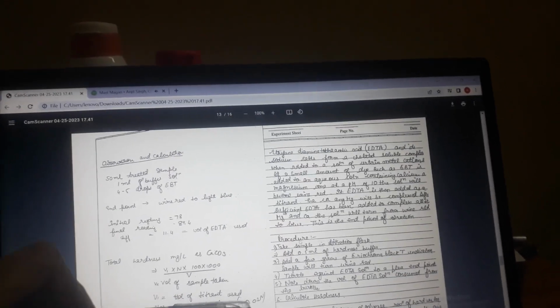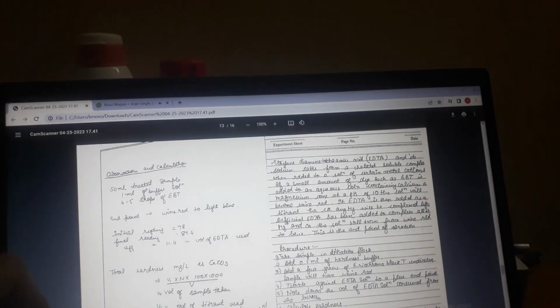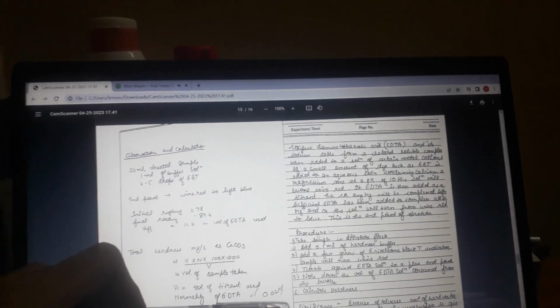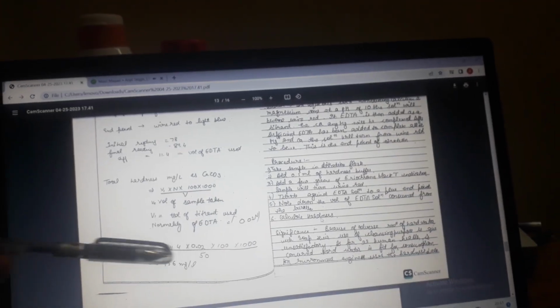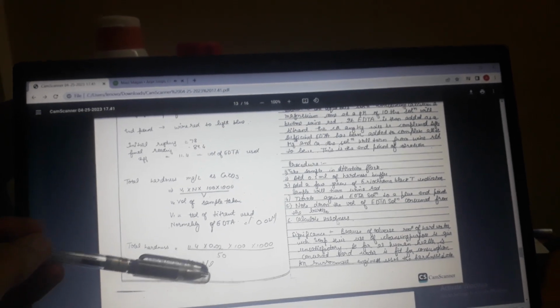V1 is the volume of titrant used. Normality of EDTA is 0.02 normal. Total hardness is equal to 11.4 into 0.02 into 100 into 1000 divided by 50, which is equal to 456 milligram per liter.